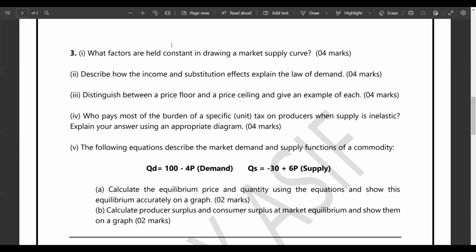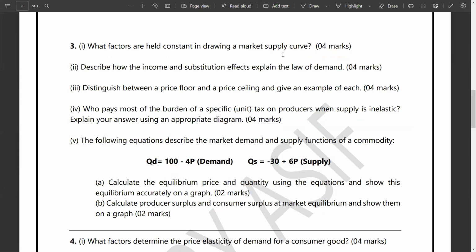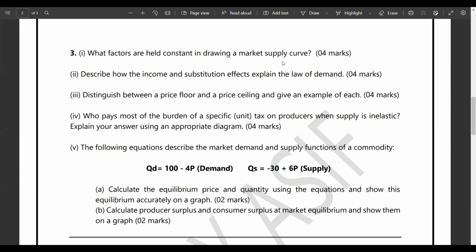Okay, so we have done the first question in the third one, right? That means the what factors are held constant, that part we have talked about. Am I right? Awesome then. Right, cool.